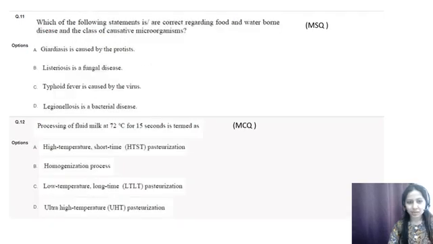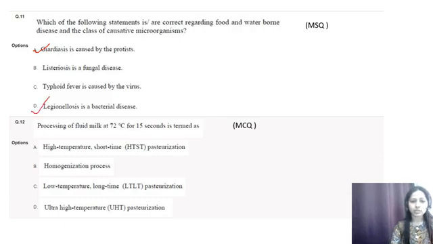Question number 11. Which one of the following statements are correct regarding food and waterborne diseases and the class of causative microorganisms? Options are Giardiasis, it is caused by the protists; Listeriosis, it is a fungal disease; typhoid fever, it is caused by the virus; and Legionnaires, it is a bacterial disease. Over here, option A is correct, Giardiasis is caused by the protists; and option D is correct, Legionnaires is a bacterial disease.